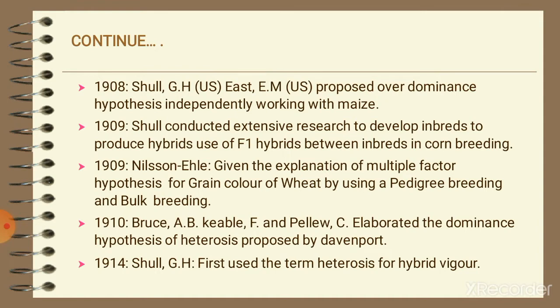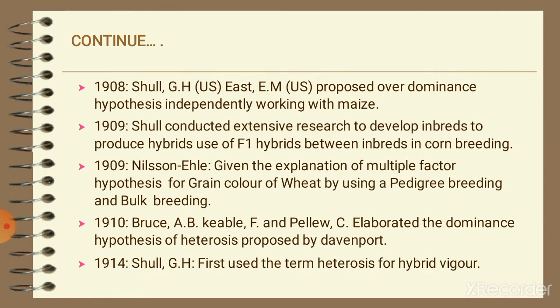In 1908, Shull G.H. from the US and East E.M. from the US proposed the dominance hypothesis independently, working with maize. In 1909, Shull conducted extensive research to develop inbreds to produce hybrids.